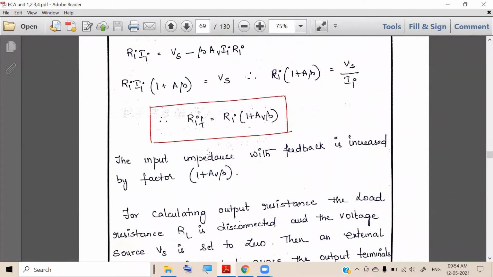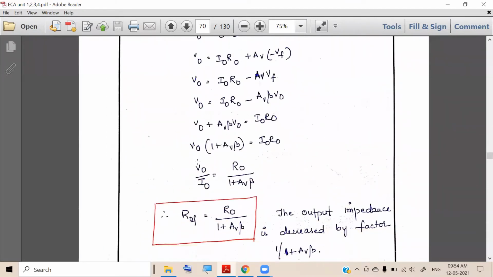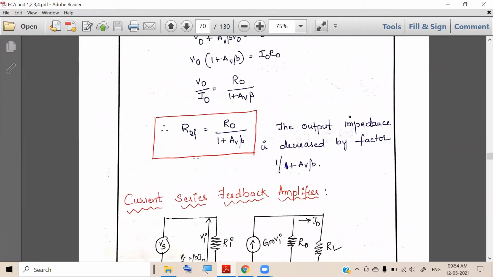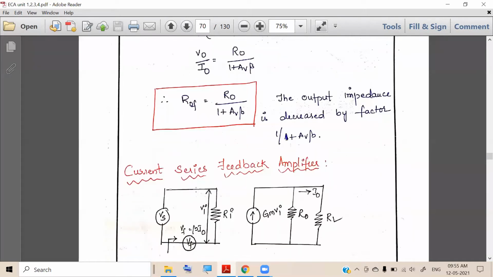So next we will discuss current series feedback. Now, the first term, as I told you, represents output. So output is in terms of current. Series mixing means voltage, so the feedback is voltage. And the input side we have to represent in terms of voltage. So output is current, input is voltage.